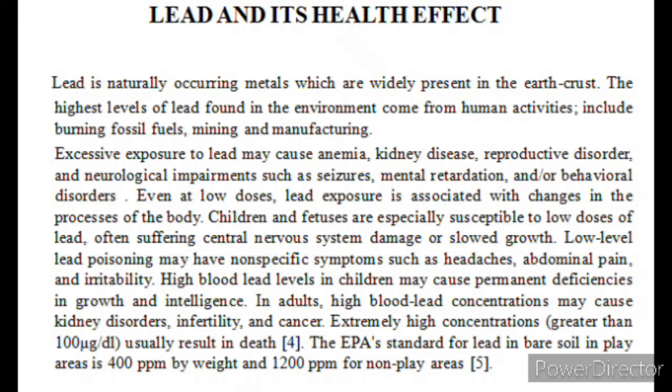Extremely high concentrations, that is concentrations greater than 100 micrograms per deciliter, usually result in death. The IFA standard for lead in bare soil in play areas is 400 parts per million by weight and 1,200 parts per million for non-play areas.